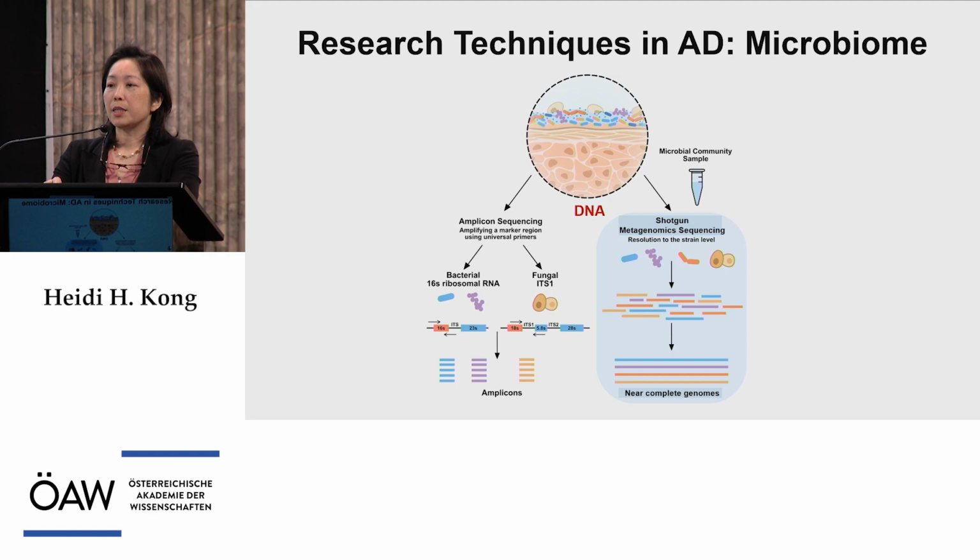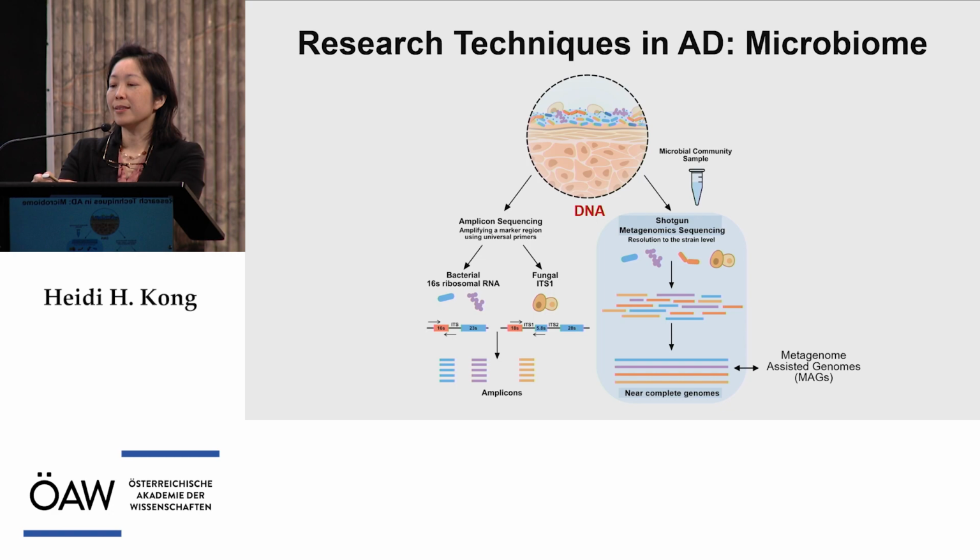This is the most common methodology when we talk about microbiome: direct DNA sequencing. Amplicon sequencing on the left-hand side, and on the right-hand side, shotgun metagenomic sequencing. And then after that, I will talk a little bit about a computational method that we and others have been using more recently to help us analyze shotgun metagenomic data. This is called metagenome-assembled genomes, or MAGs. So I'll talk about that.